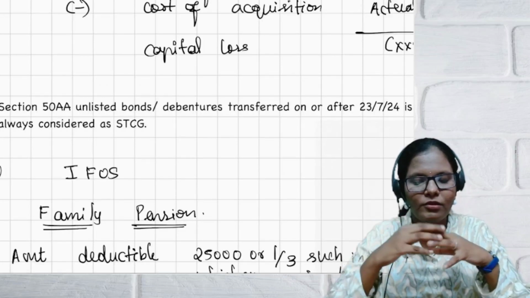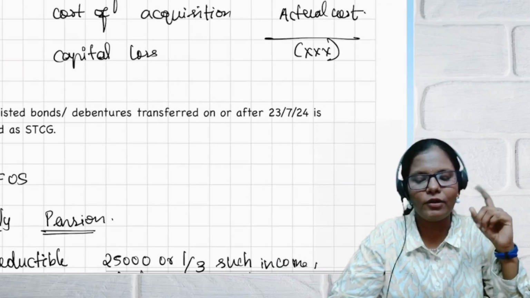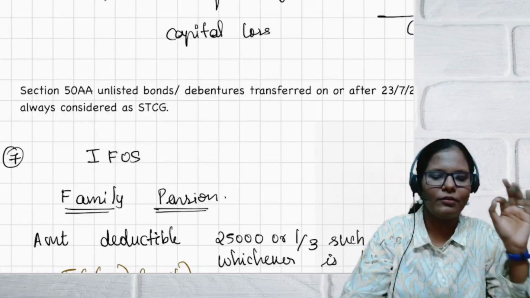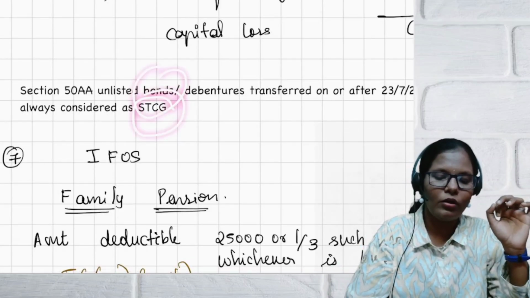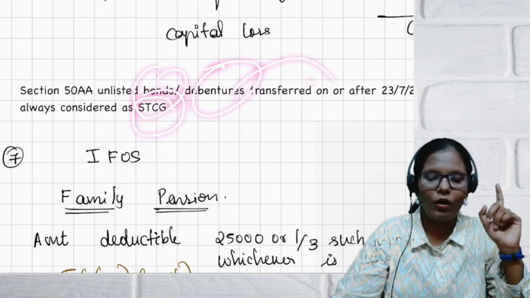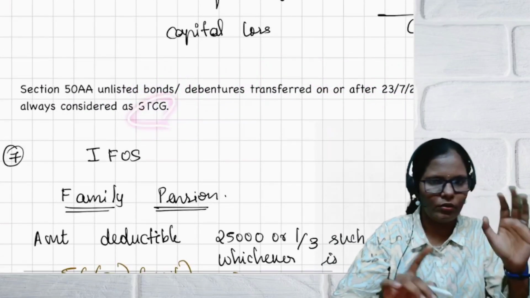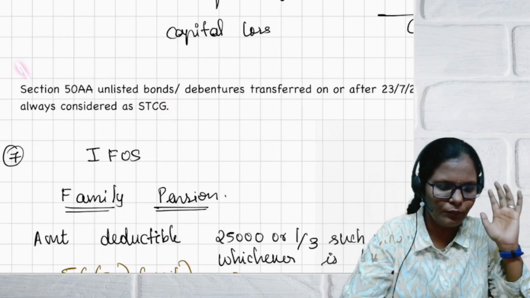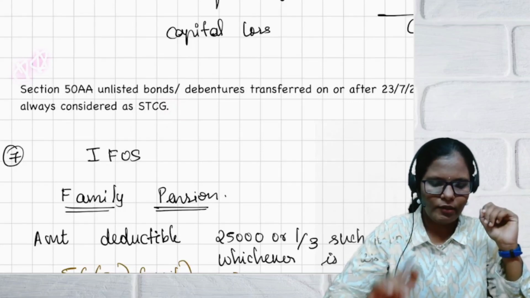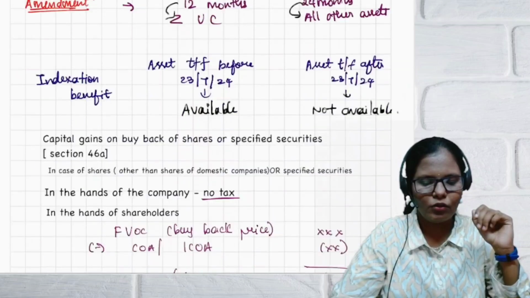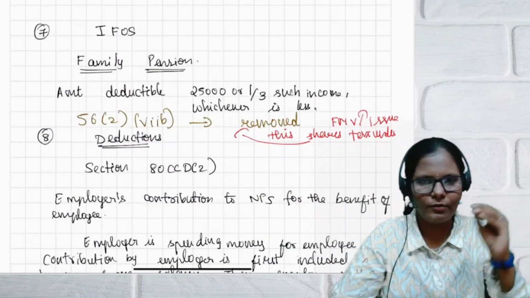Unlisted bonds or debentures transferred on or after 23/7/24 are always considered as short-term capital gain. Bonds or debentures transferred on or after 23/7/2024 are always considered as short-term capital gain. So this is one important provision. Then these are the capital gain chapter amendments. So let's move to the next chapter, income from other sources.